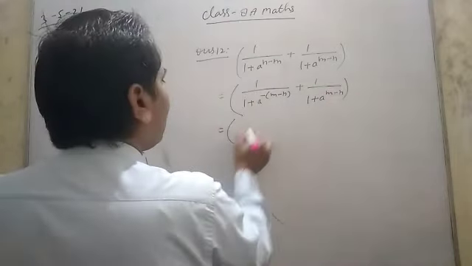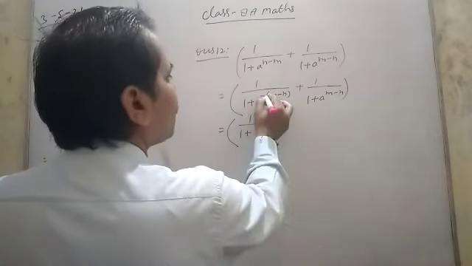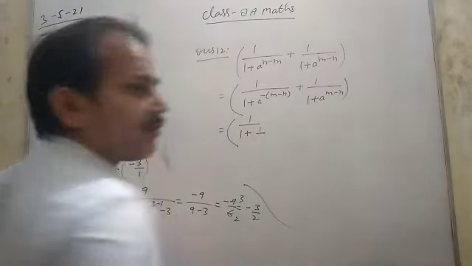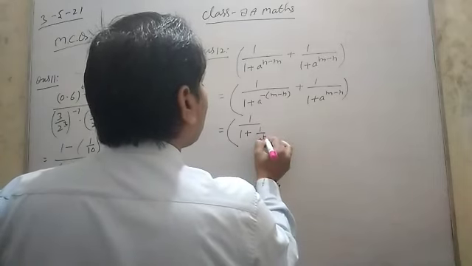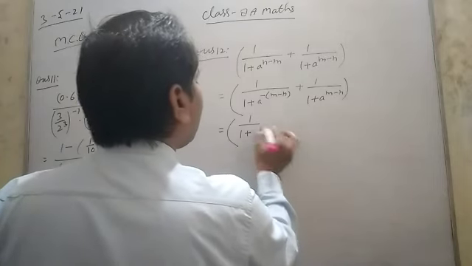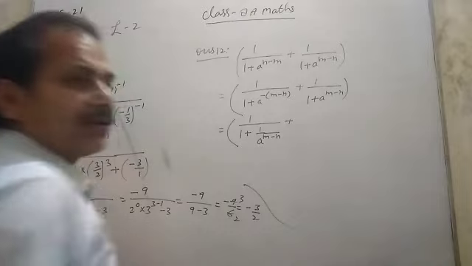Okay, so 1 upon 1 plus a power negative. So write its reciprocal. So 1 upon a power m minus n. Clear?